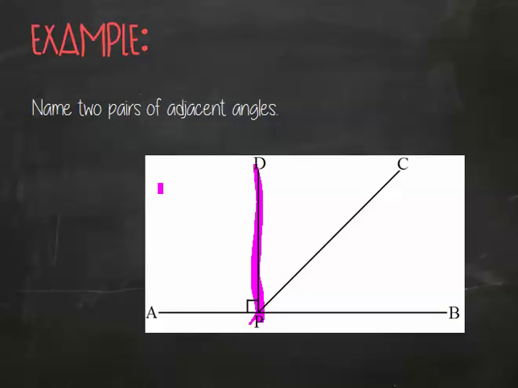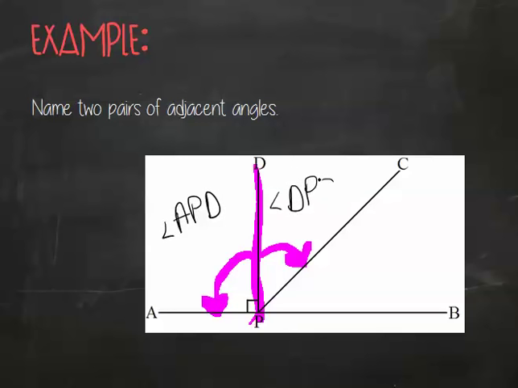Okay, the two adjacent angles from this line segment, I just look to the left of it and I look to the right of it. So the angles here would be angle APD and angle DPC. They share line segment DP and they share vertex P.